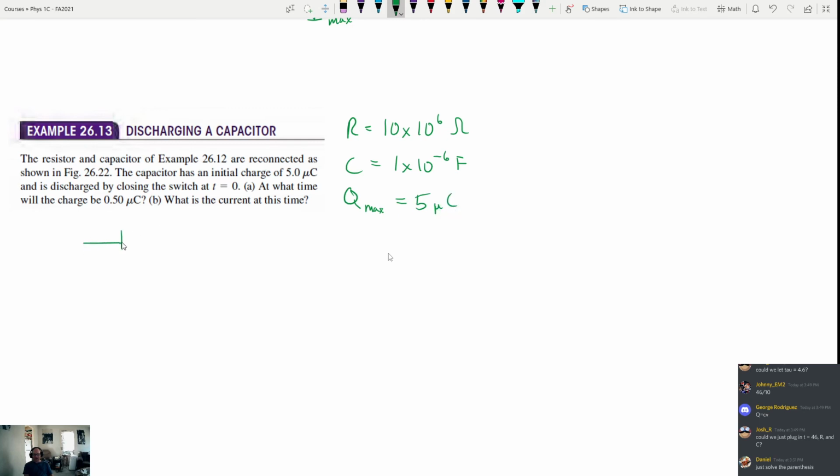And our circuit now is just a capacitor that starts off with positive Q max connected to a resistor and then we're going to throw a switch at t equal to 0. So the only change here is that we have Q max equal to 5 microcoulombs, and now we know that Q as a function of time on our capacitor is going to be given by Q max multiplied by e to the negative t over RC.